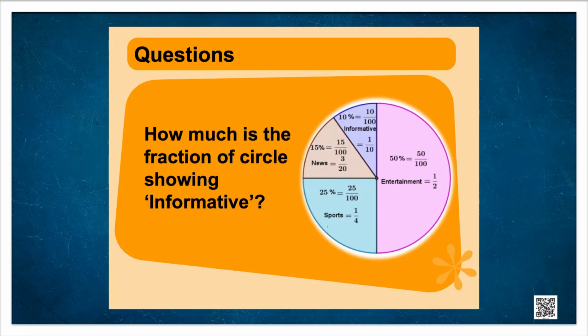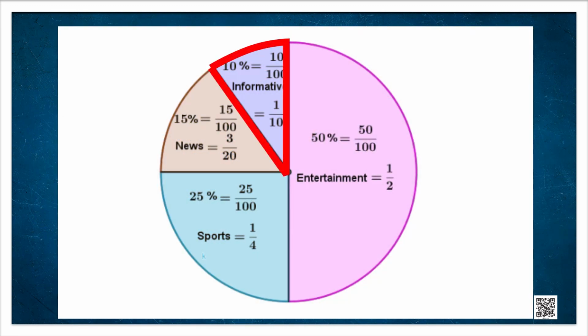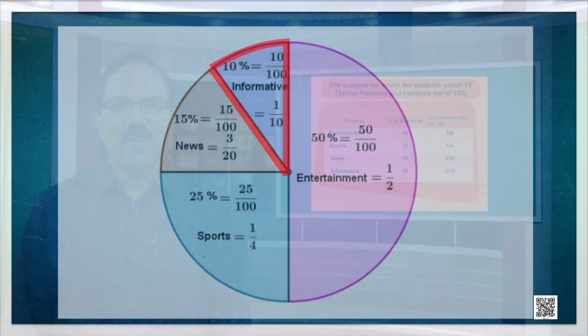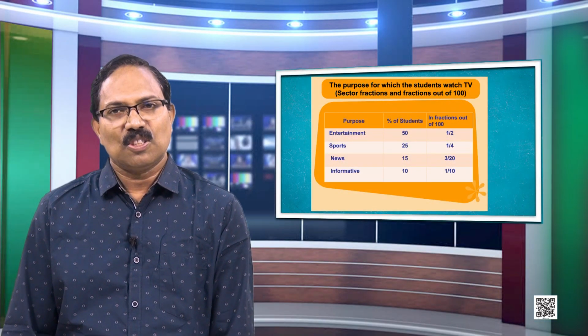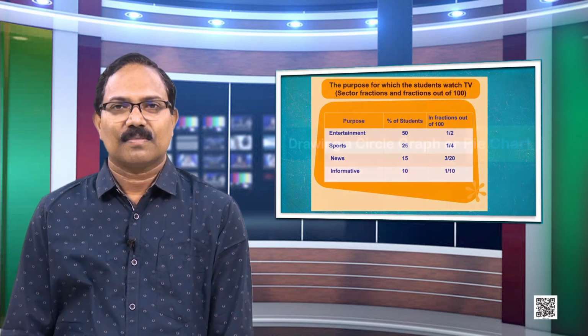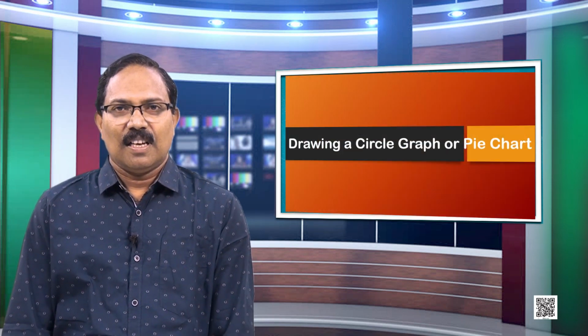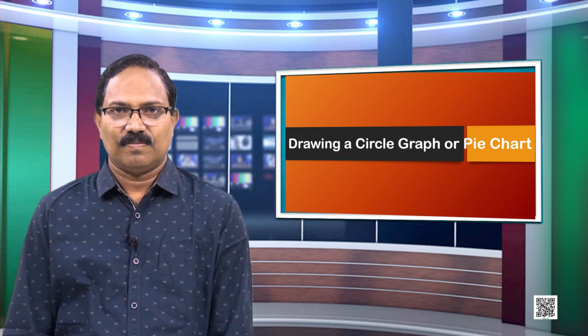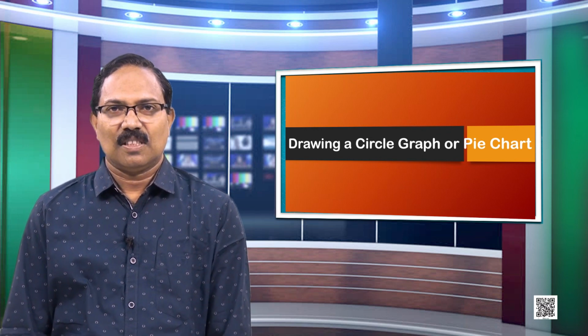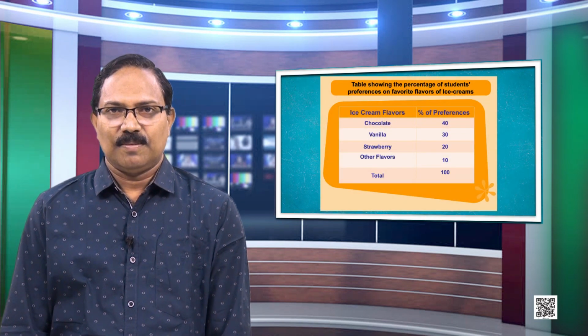How much is the fraction of circle showing informative? It is 10%. That is 10 divided by 100. So, it is 1 by 10th of the circle. Knowing about this is very much important when you want to draw a pie chart, drawing a circle graph or pie chart. Students, look into the data given in the table.